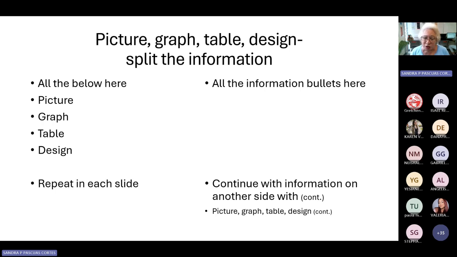Now, here is when we're using a picture or a graph or a table or design. Split the information. Get the two boxes format where, now listen carefully, you have on this side, or if you want on that side, only the picture, or only the graph, or only the table, or only the design. And then here, next to the picture, you have the information in bullets. Don't put a picture and information together. No, a picture here, information here. Now, this is going to be repeated in every slide that has information in this format.